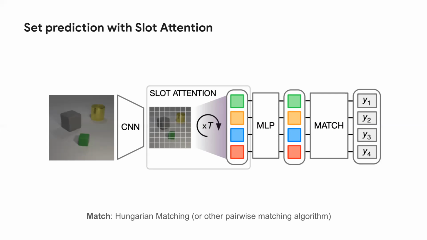And now we need to match the labels with the predictions because this is a set prediction task, so the order of the labels is not meaningful. In fact, an interesting thing that I forgot to say about slot attention is that if you run the same example twice, the order of the slots is actually going to be different because they're sampled every time.